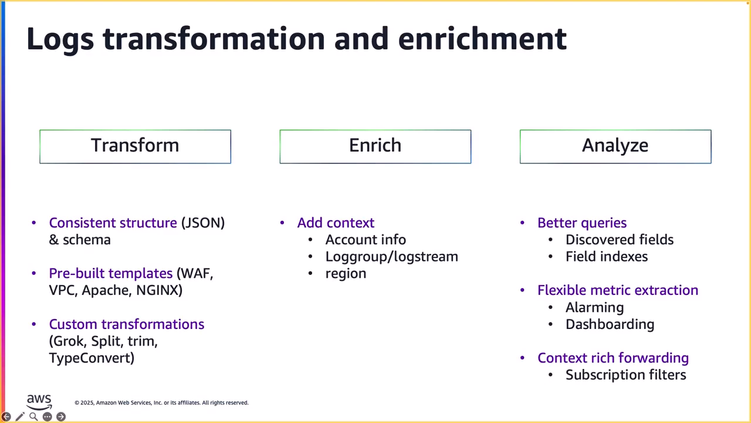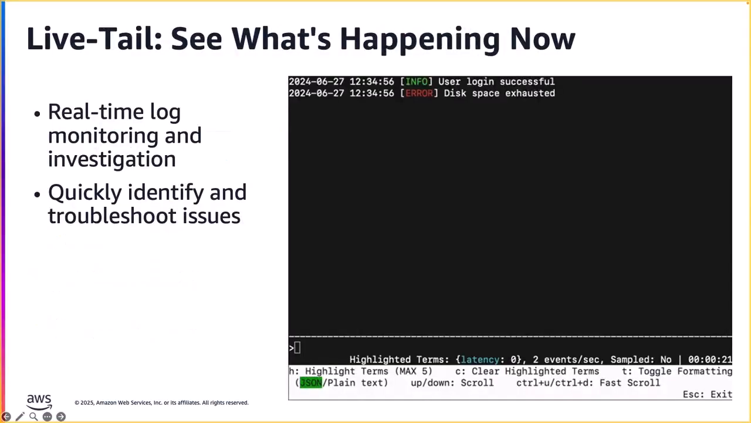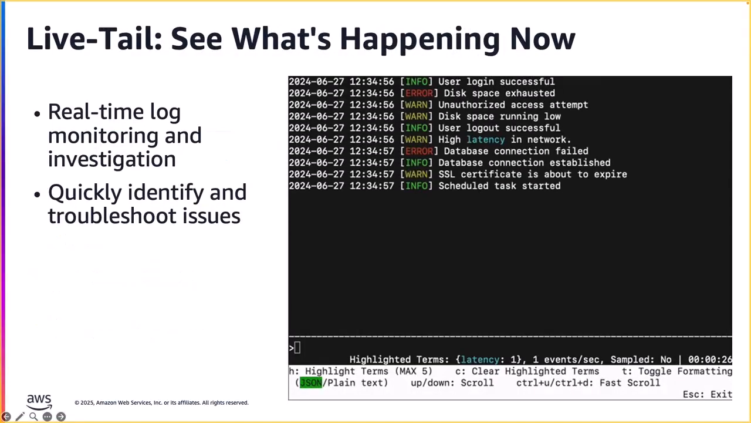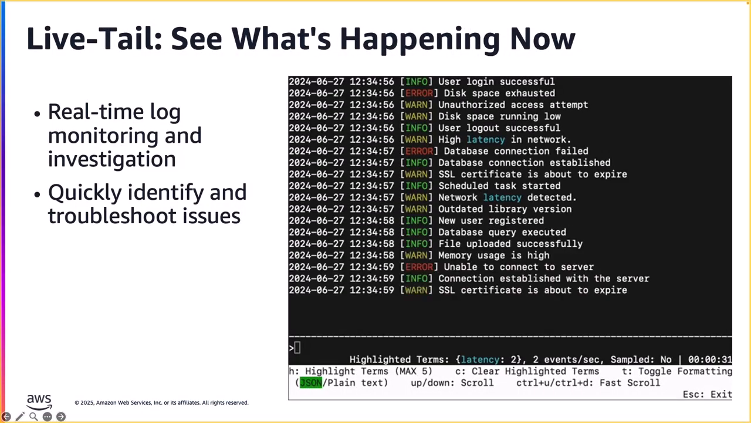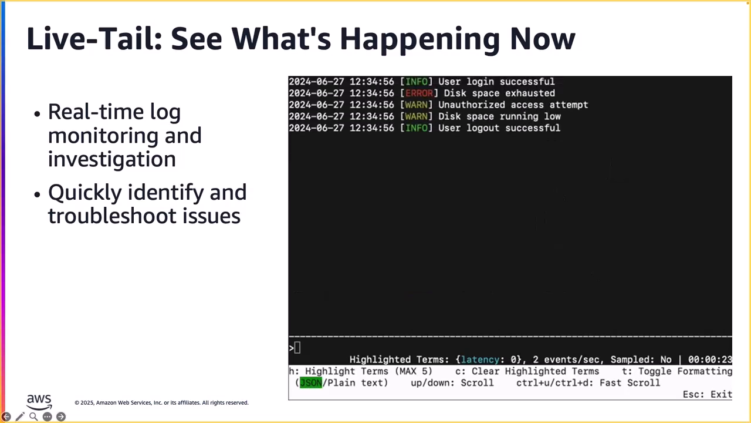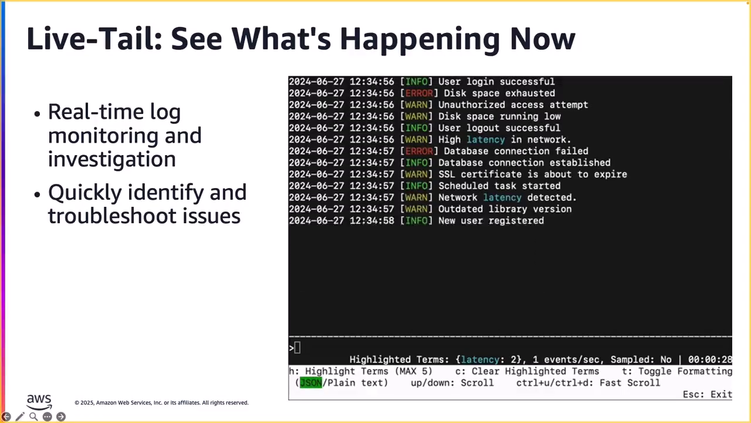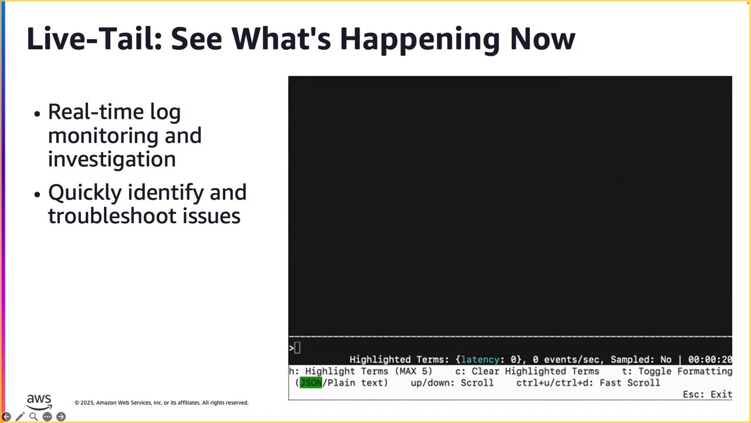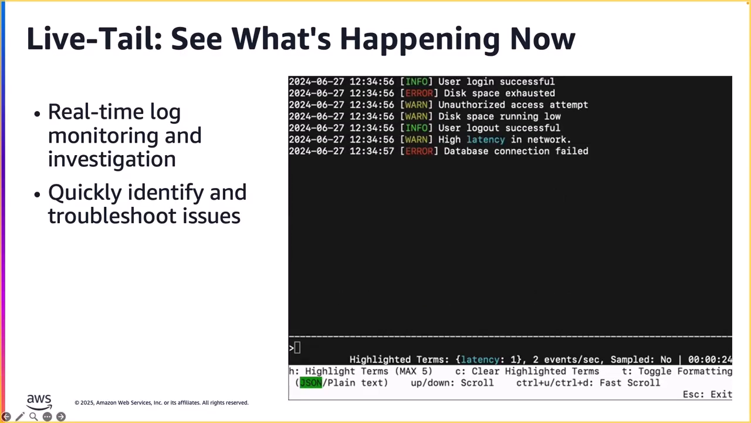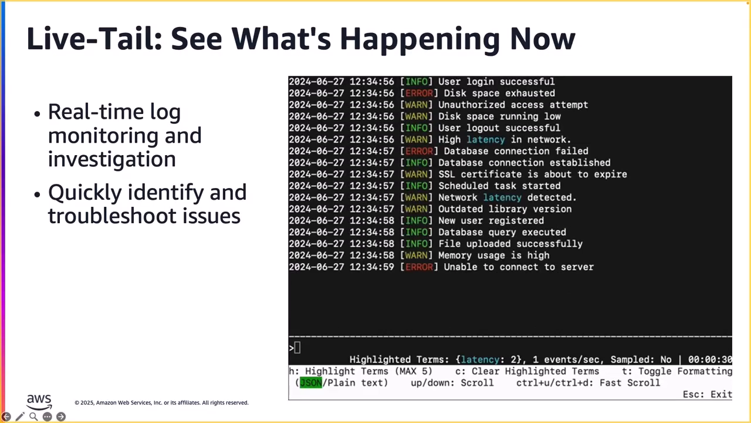You can use these transformed logs and set up field indexes, or you can set up discovered fields. It also helps in your alarming use case where you have flexible metric extraction. So you can alarm, set up dashboards. You can also forward with subscription filters. Now we have Live Tail. As you can see, it's real-time log monitoring and investigation. So it's now do it as you code. So you can quickly identify and troubleshoot issues.